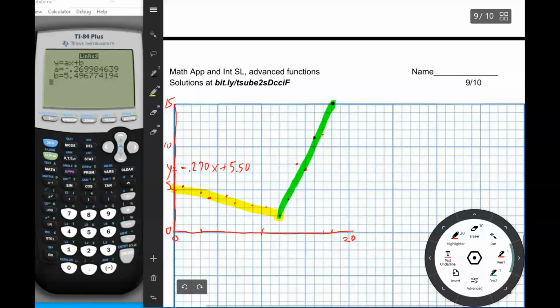Okay, and now I'm going to do the green data, starting with 12,2. So I'll be right back.